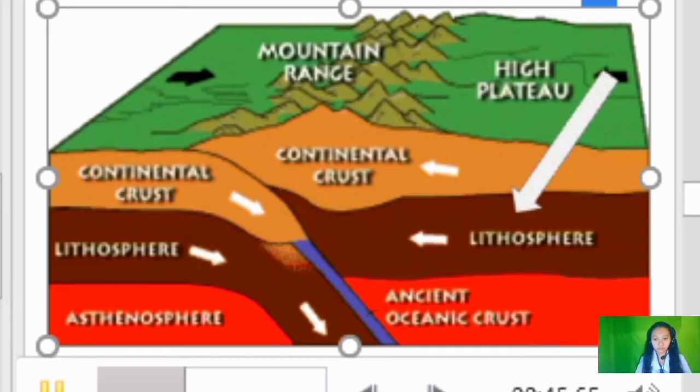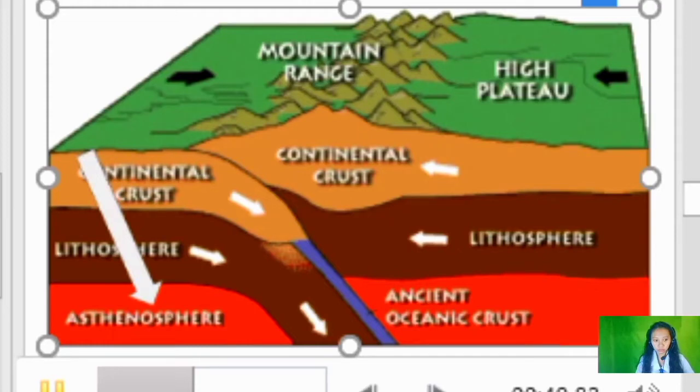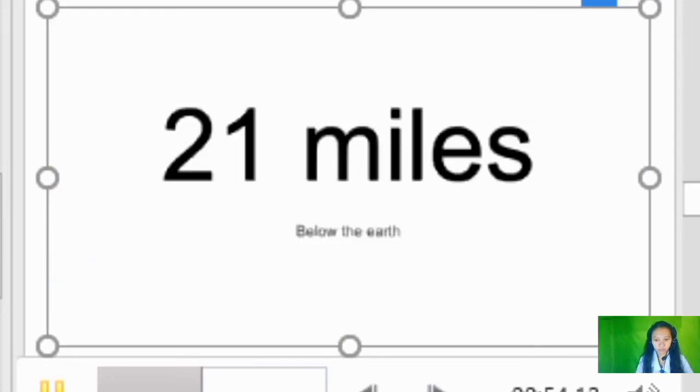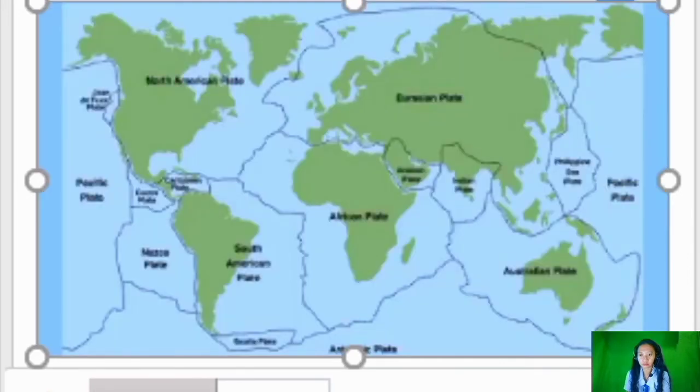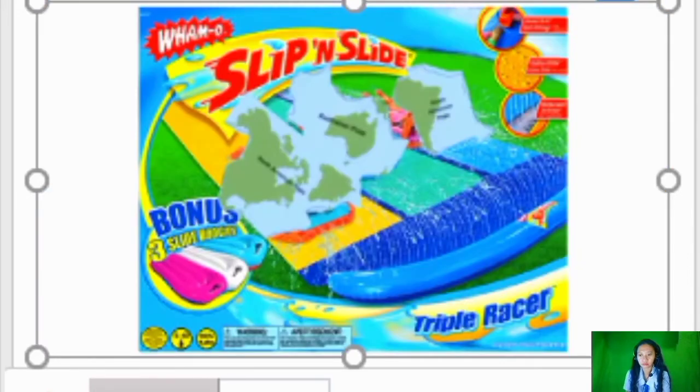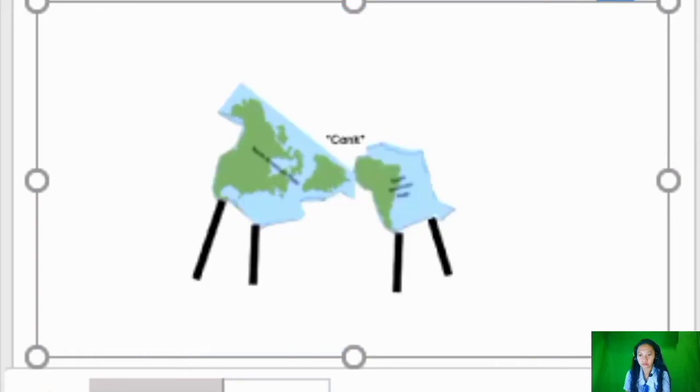The lithosphere is how these tectonic plates go all over the place, and the asthenosphere is kind of the powerhouse that runs the whole operation. Let me explain. 21 miles below the Earth, there are these things called convection currents in the asthenosphere, and the flowing magma is causing the lithospheric plates to slip and slide all over the world. And in our case today, they're colliding head-on.